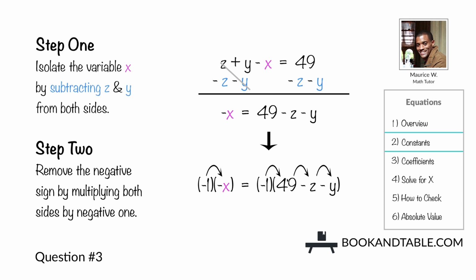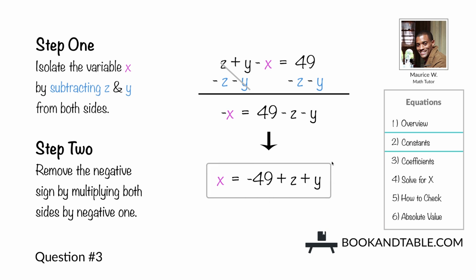So negative 1 times 49 will give us negative 49. Negative 1 times negative z will give us positive z. And negative 1 times negative y will give us positive y. So our final answer is x is equal to negative 49 plus z plus y.